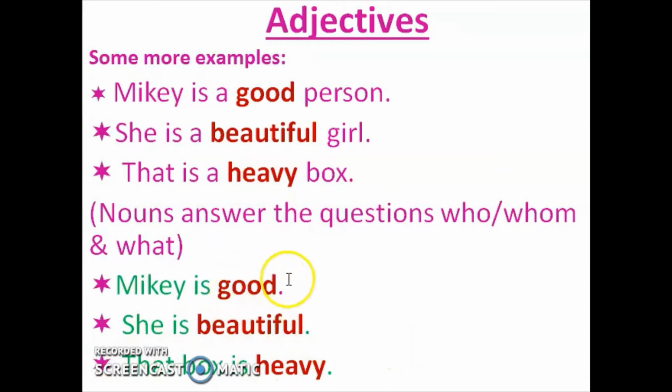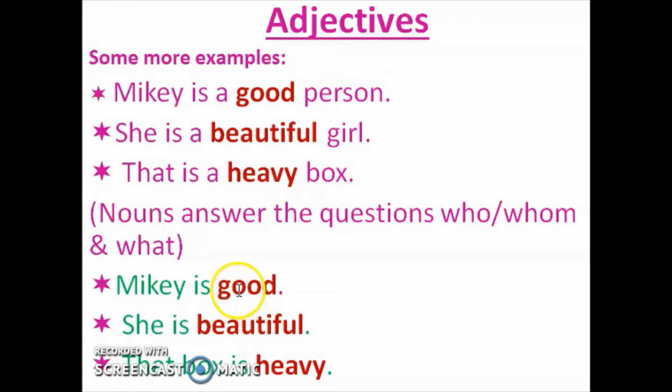But if you look at the next three examples, you'll find that the nouns that these words describe are not in front of them. I have bolded these words in red to tell you that they are indeed adjectives. Then how do I identify them as adjectives? Well, they have to describe nouns, and nouns answer the questions who, whom, or what. And if these three bolded words answer those questions, either of them, then we're good to confirm that these words are adjectives.